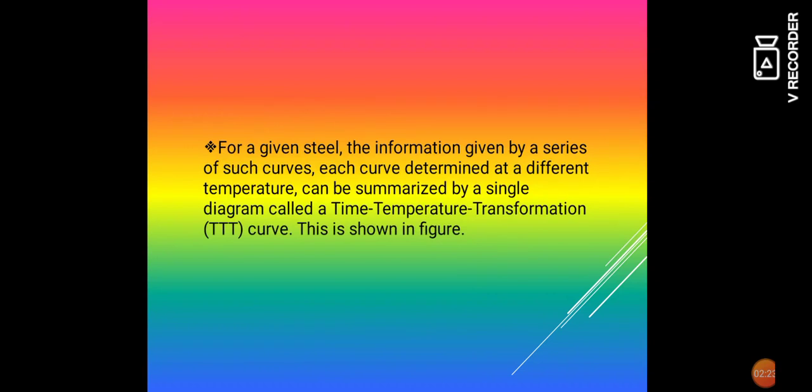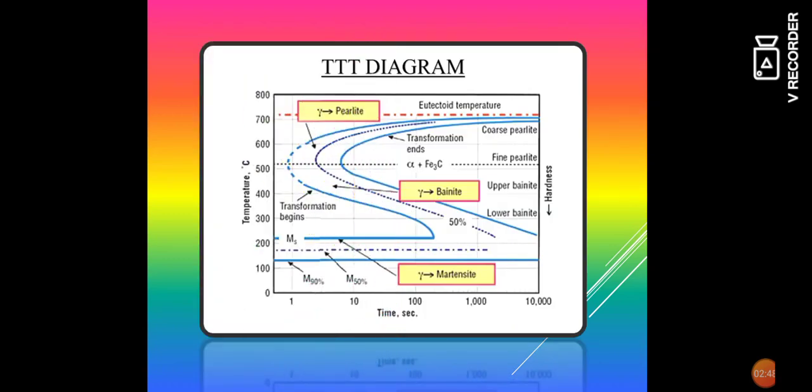For a given steel, the information given by a series of such curves, each curve determined at a different temperature, can be summarized by a single diagram called a time temperature transformation curve. This curve is shown in the following figure. Here we see what is TTT diagram. In this picture, the time is plotted along the x-axis and the temperature is plotted along the y-axis.